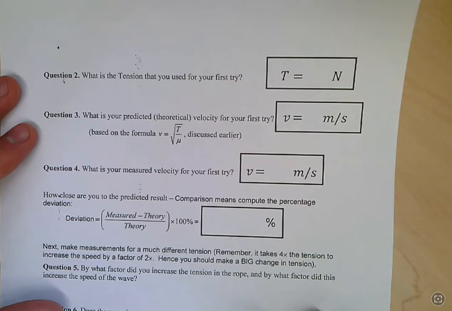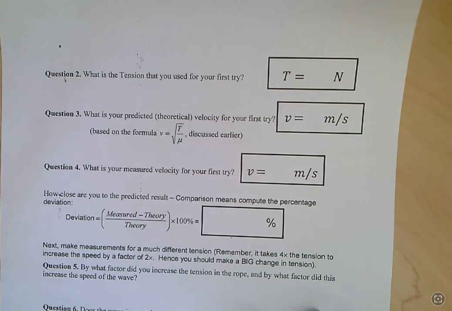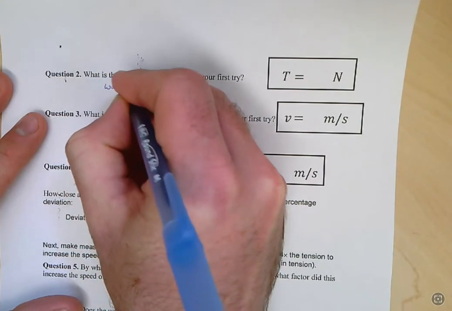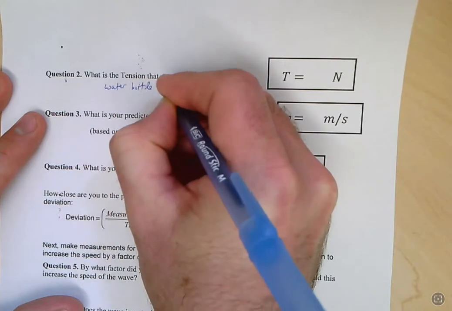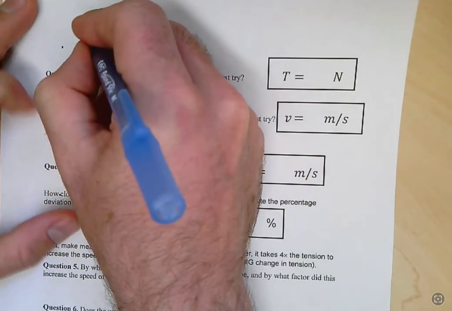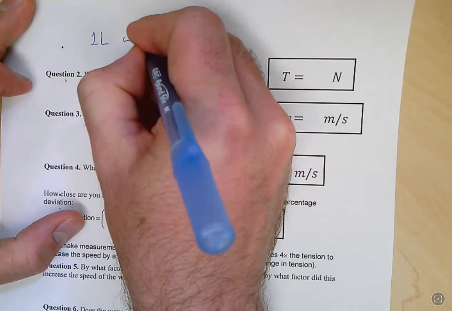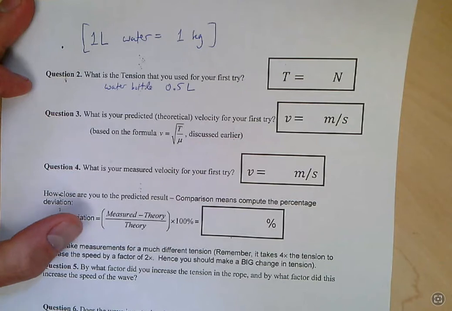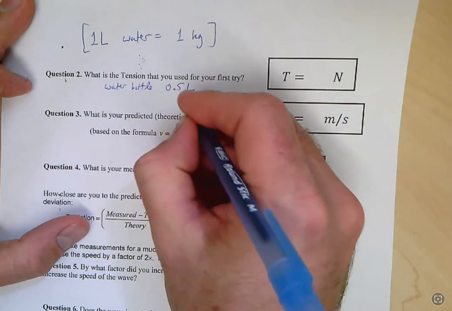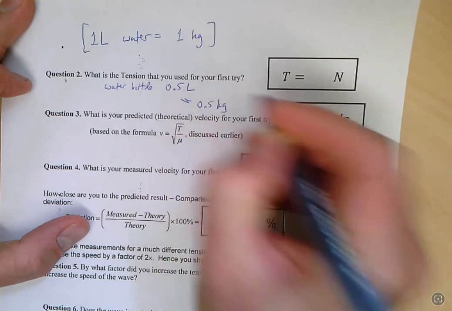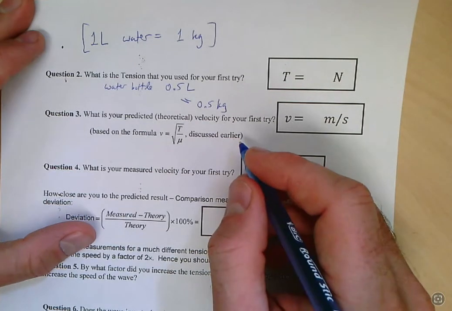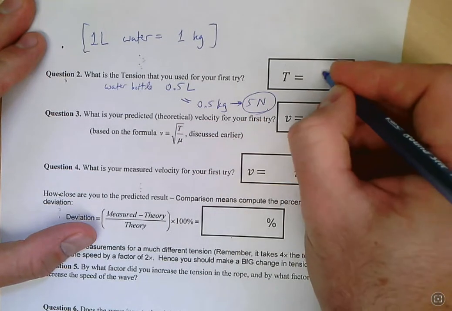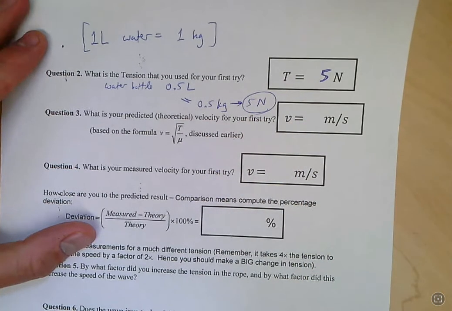The group that I took the data from for this example used a water bottle that was 0.5 liters. It turns out that 1 liter of water is equal to 1 kilogram, which is a nice little thing to know. So half a liter is equal to half a kilogram. According to what we said earlier about kilograms to newtons, if you multiply by 10, you'll get 5 newtons. So 5 newtons would be the tension in the rope.